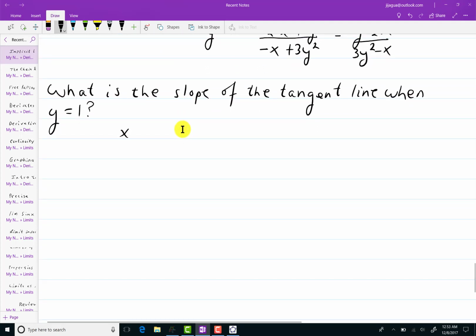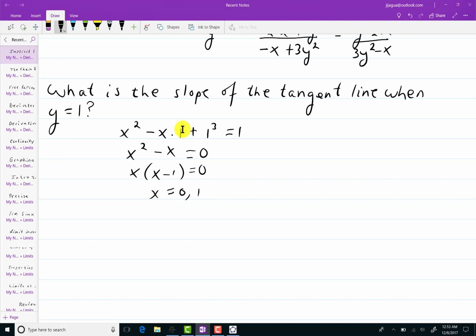x squared minus x times 1 plus 1 cubed equals 1. I have x squared minus x, oh this is easy, equals 0. x times x minus 1 equals 0, so this occurs at x equals 0 and 1. So I have 2 points. When x is 0, y is 1, and when x is 1, y is also 1. Keep that in mind.